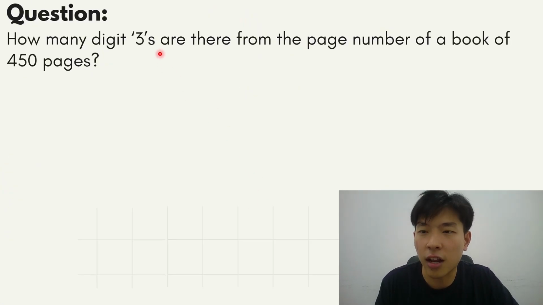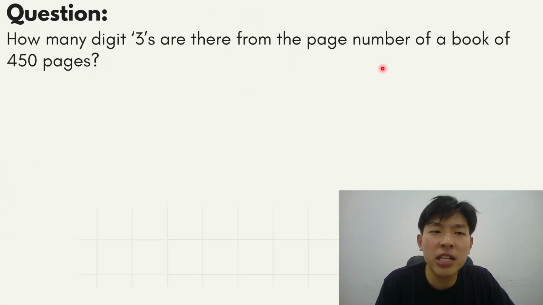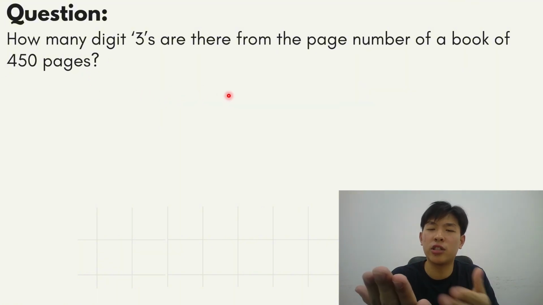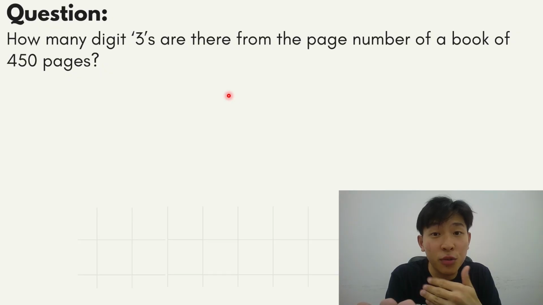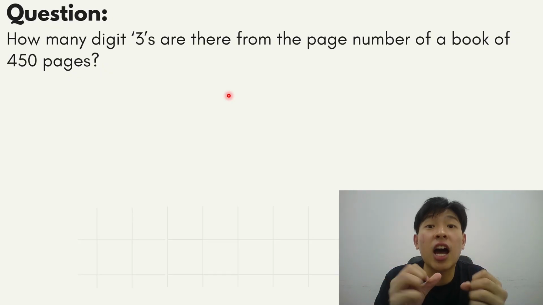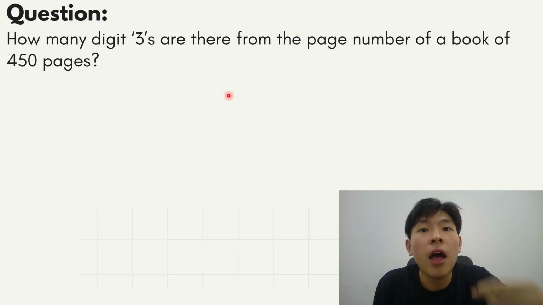First, let's read the question. How many digit threes are there for the page numbers of a book of 450 pages? Take a book of 450 pages, we want to find how many digit threes we have. Basically, we just need to find how many digit threes there are from number 1 to 450.